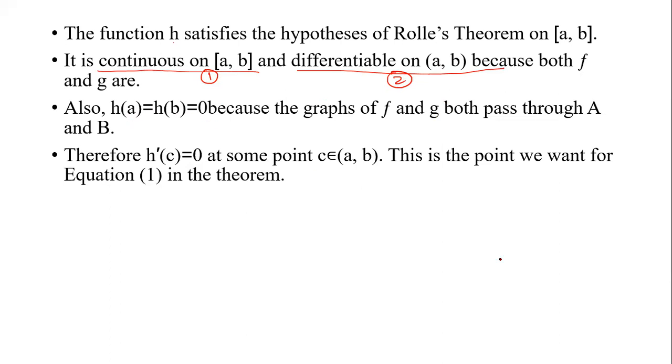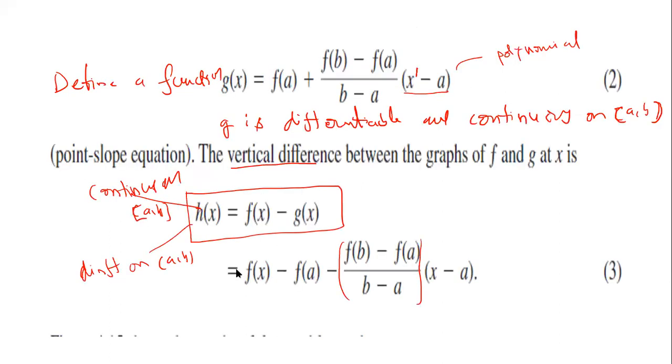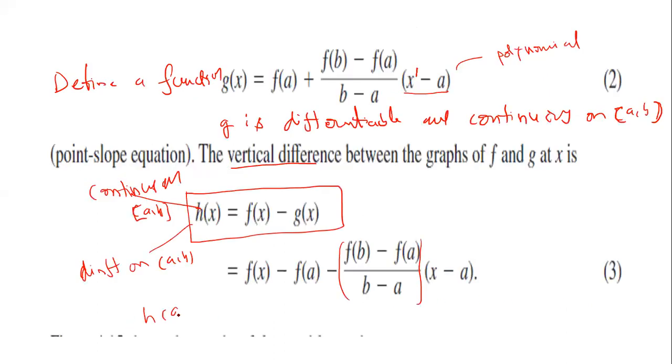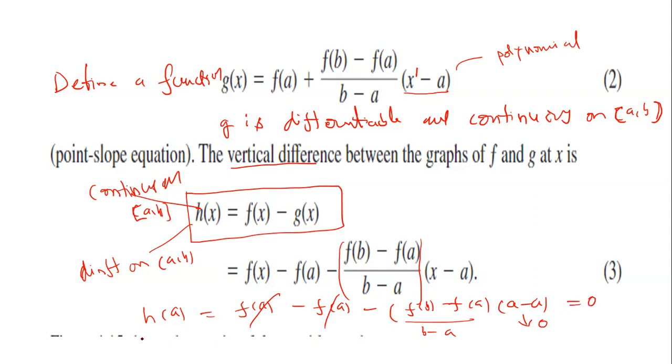Why does h(a) equal h(b)? See here, it is clear. This is h(x). h(a) equals, if you substitute a here, f(a) minus f(a) minus (f(b) minus f(a))/(b minus a) into (a minus a). a minus a means this is 0, this entire term is 0. f(a) is cancelled. This value is 0. Therefore, you will get h(a) equals 0.